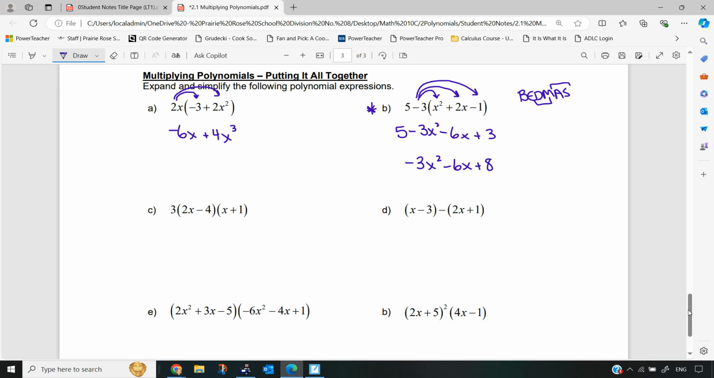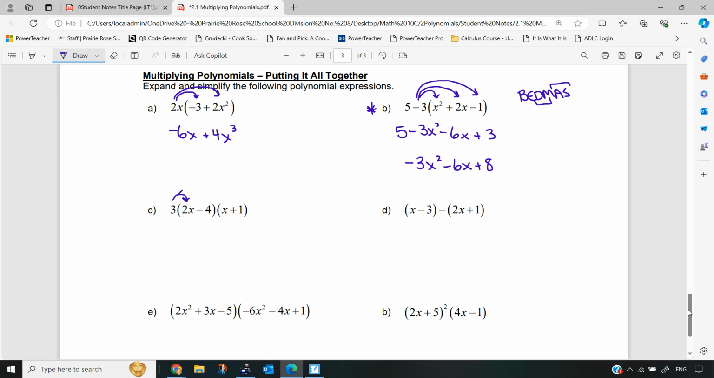As you get more complex with your expressions, you may find it helpful to use little dots or check marks or cross out your terms as you've combined them, just so you know that you haven't missed anything. For part C, we can approach this question in two different ways. Remember that order doesn't matter when we're multiplying, so we can bring in the 3 to that first bracket, or we can multiply our two brackets and bring in the 3 afterwards. So I'm going to show you both methods.